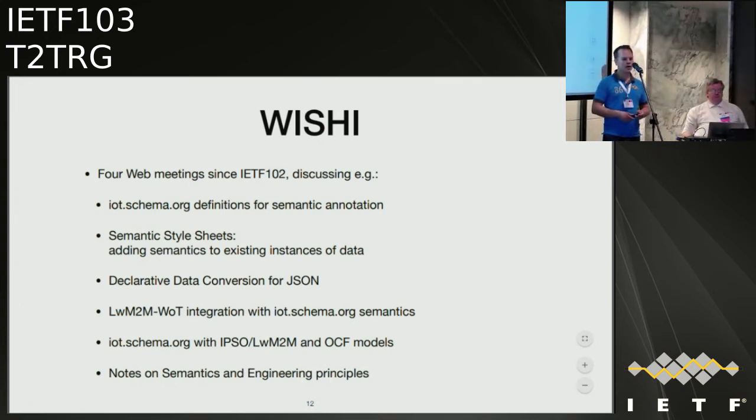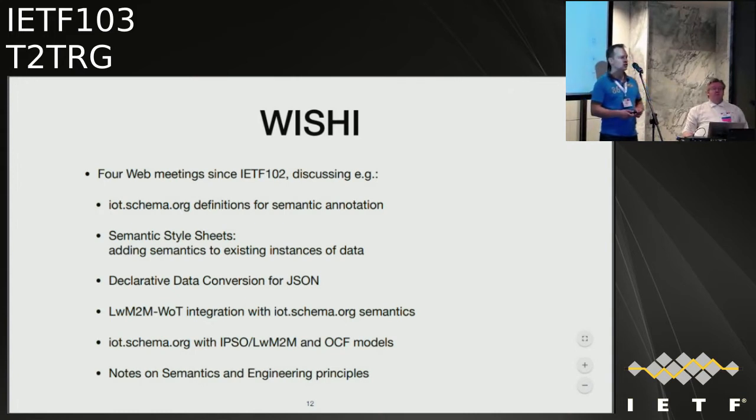One specific example on translation was declarative data conversion for JSON. How can you take almost arbitrary JSON structures and convert them into something that has well-defined semantics and a standard structure, and how can you do that easily and efficiently? Also, one of the topics was lightweight M2M integration using the Web of Things technologies and IoT schema.org semantics. That is a similar topic to what we've already been working on in the past hackathon and also in this hackathon. And also in general, how IoT schema.org can be used together with IPSO and lightweight M2M and also OCF models. How can we bridge these different ecosystems using shared vocabulary and shared ontologies?